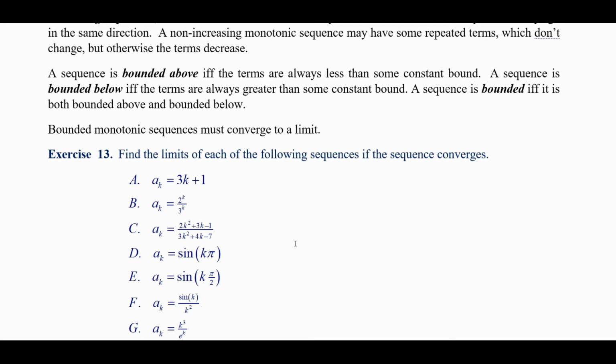D is a sub k is sine of k pi. E is the sine of k times pi over 2. F is a sub k equals sine of k divided by k squared. And in G, a sub k is k cubed over e to the k. See if you can work those out. Come back and we'll go over them. Press pause now.